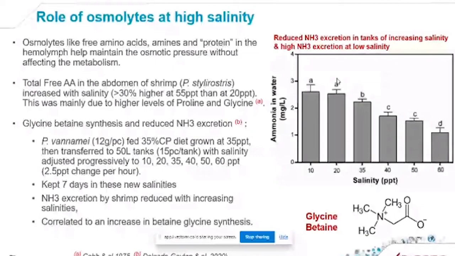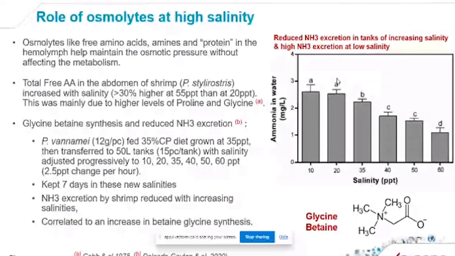studies have shown that if you place shrimp at very high salinity, like 55 ppt, and analyze the total free amino acids in the abdomen, you will find higher levels in those shrimp compared to those kept at only 20 ppt salinity. And in that study, they found that it was mostly the levels of proline and glycine that went up. One amine is very important.